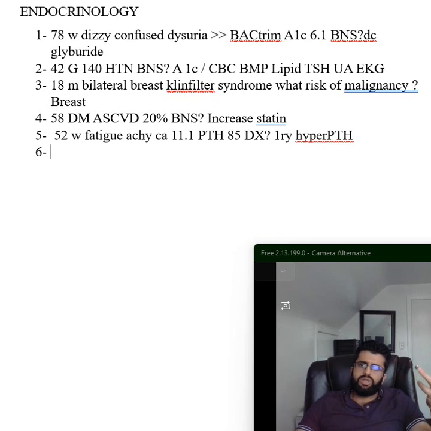They want you to know how to work up hypercalcemia. You just check the parathyroid hormone, okay? If it's elevated, primary hyperparathyroidism. If it's suppressed, you check PTHrP, 25 vitamin D, and 1,25 vitamin D. If PTHrP is elevated, malignancy. If 1,25 vitamin D is elevated, this is granulomatous disease like sarcoidosis. If 25 vitamin D is elevated, this is vitamin D toxicity. As easy as this.